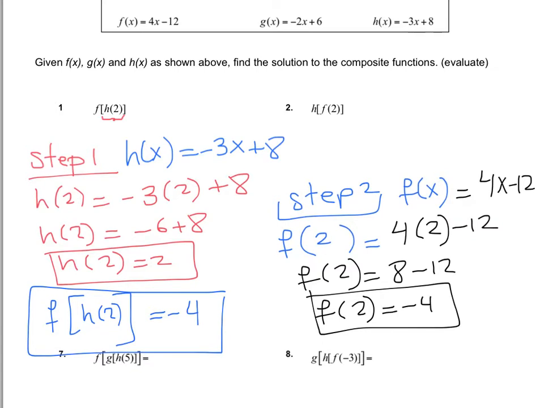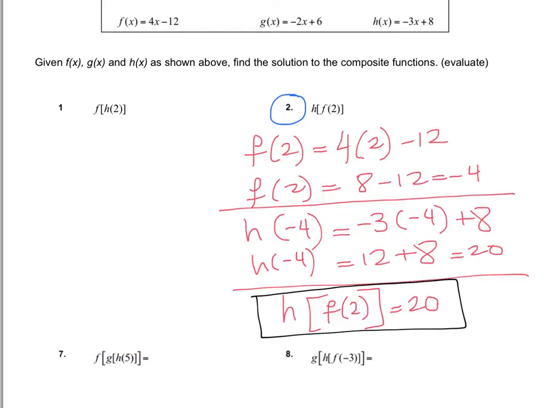Okay? So let's review. When you have a composite function, a function inside a function, what you need to do is start with the inside first. Find h of 2. Once you find h of 2, you plug it in. So now you have f of 2. So you plug 2 into x and you get the final answer. That's how you solve composite functions. Now please go ahead and do number 2 on your own. Pause the video and do it on your own.